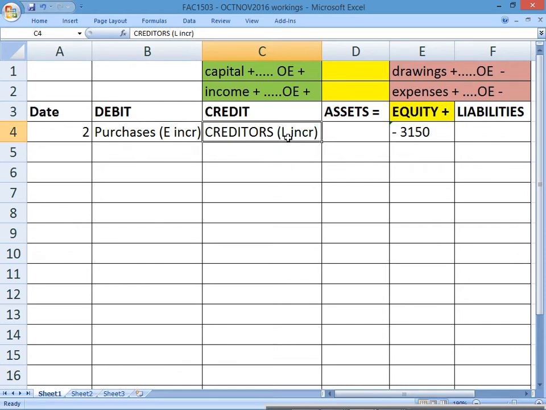Creditors is a liability. Where do liabilities go up? On the credit. We spoke about that. A liability will go up, so we'll have to show plus 3150. And there's your accounting equation. Right. And see, that's how your textbook is doing it in some of these examples.